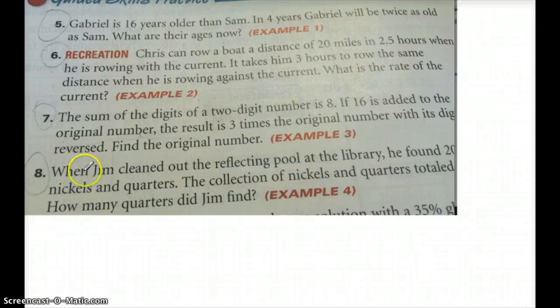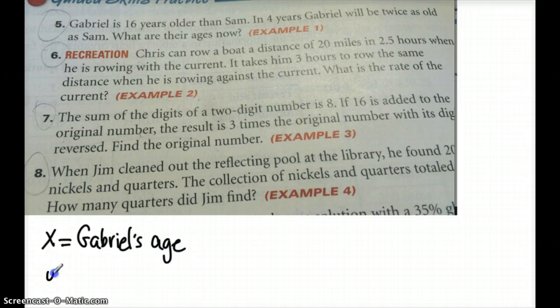So the two things that you don't know in number 5 are how old Gabriel is and how old Sam is. So let's let X equal Gabriel's age, and you can let Y equal Sam's age. So if you know this, then when you get your unknowns, you put your unknowns into the sentences. So when it says Gabriel is, we're going to say that's age.